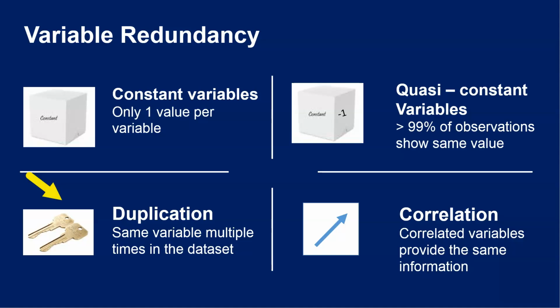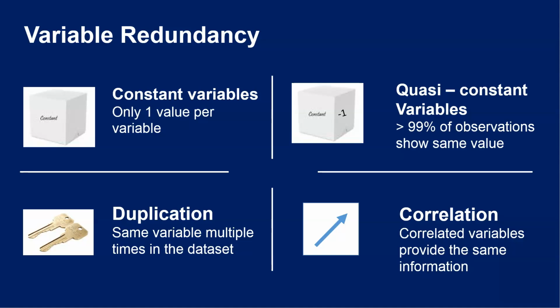We also find duplications. These are two variables, potentially even with different names, but otherwise identical in all of their values. And finally, we also find correlation, and correlated variables tend to provide the same information about the target that we want to predict. So there is no need to use the two variables if they are correlated.